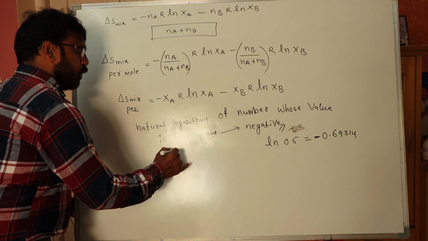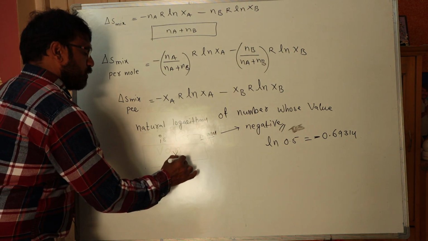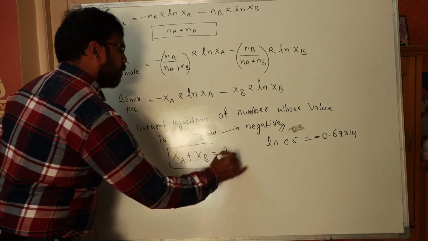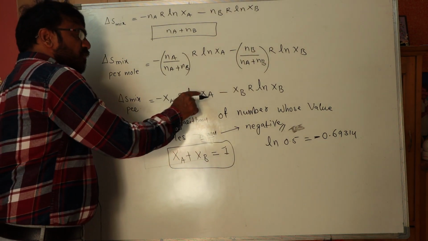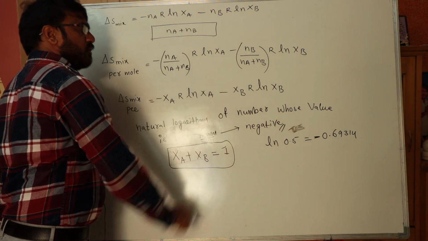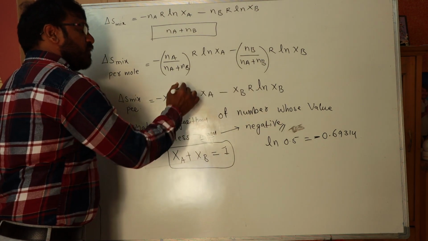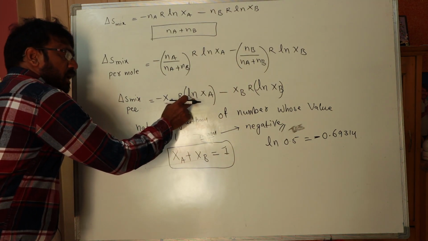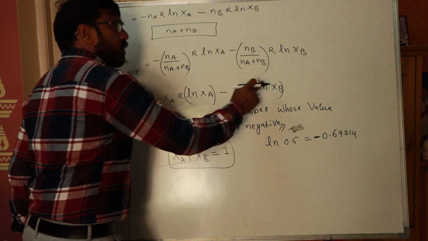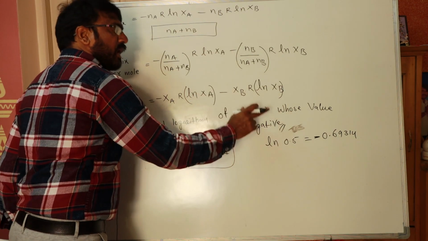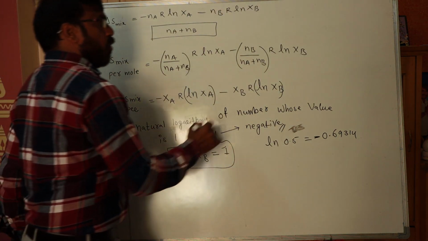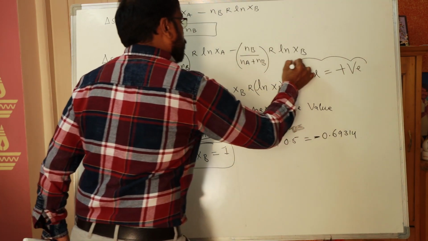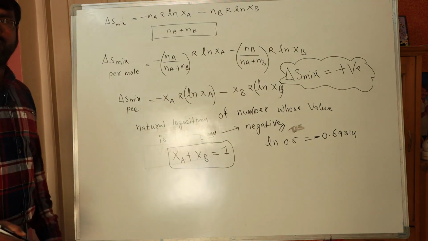You know that in a solution two components are there. Xa is the mole fraction of the first component, and Xb is the mole fraction of the second component. The mole fractions of the two components must add up to 1, but the mole fraction of an individual component is less than 1. Here also Xa is less than 1, Xb is also less than 1. So the natural logarithm of Xa is negative, and minus into minus is going to become positive. Here also the natural logarithm of Xb you are going to get negative, and minus into minus is going to become positive. So the overall delta S mixture per mole you will get positive. This is the proof that delta S mixture of an ideal solution is positive.